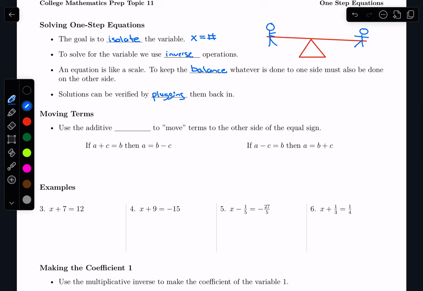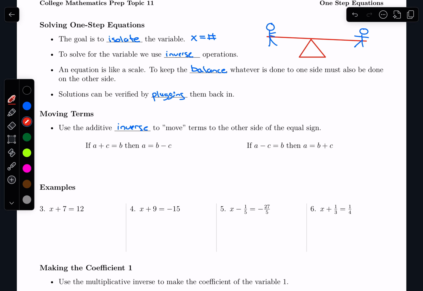In order to move terms, we are going to use the additive inverse. That way we can move a term to the other side of the equal sign. So the way this works, if a plus c equals b, then it's also true that a is equal to b minus c. So notice that the letter c was positive on the left, and then it moved and became negative on the right. So then the question is, how do we get it there?